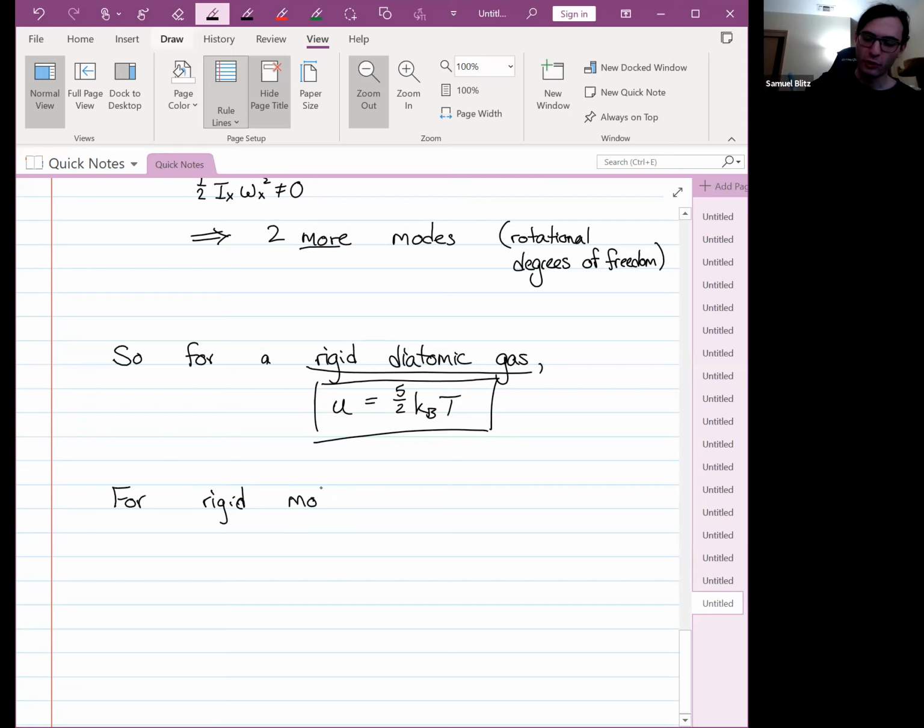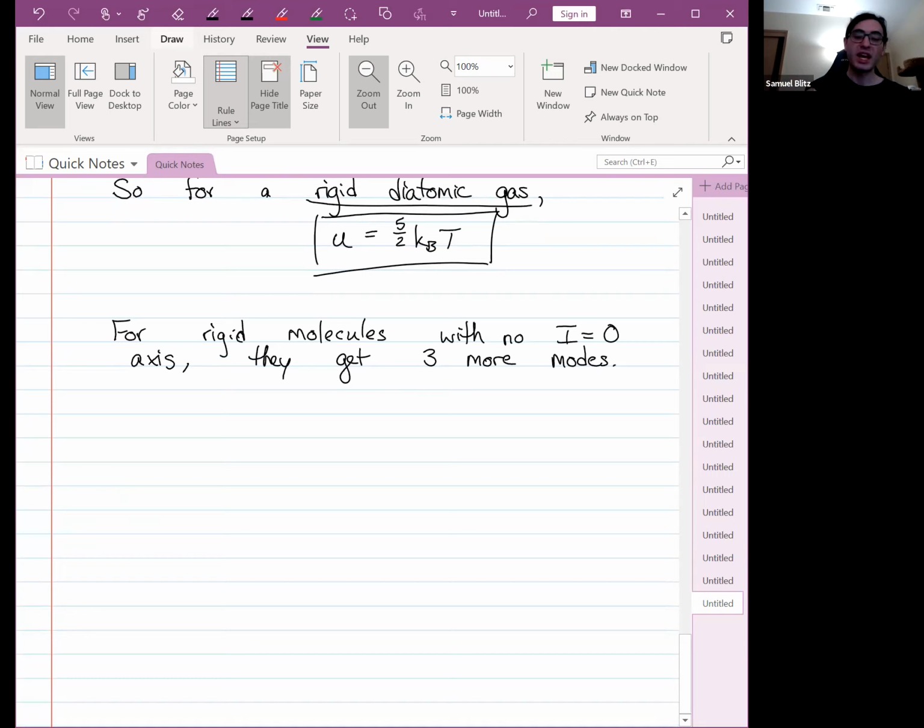This is for rigid molecules with no I equals 0 axis, i.e. there's no axis that you could rotate around that has effectively 0 moment of inertia. Those ones get 3 additional modes, because there are now 3 different ways that they can rotate to add energy. And so the end result is that the total internal energy, capital U, for the different types of gases is as follows.